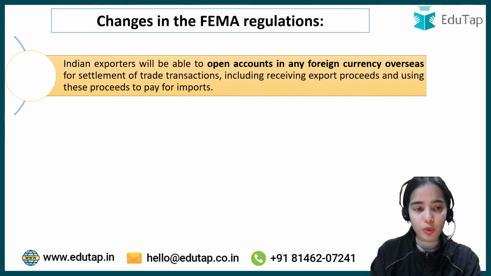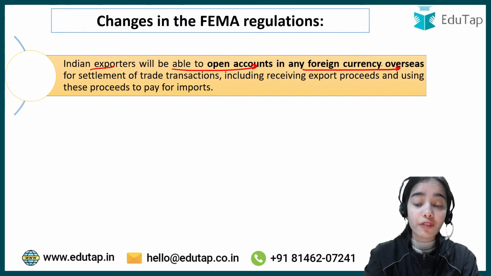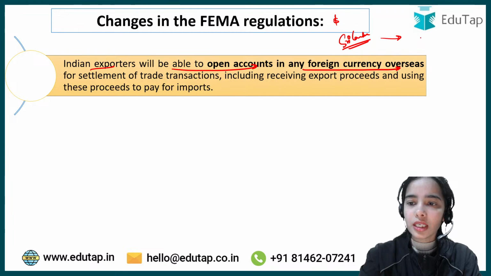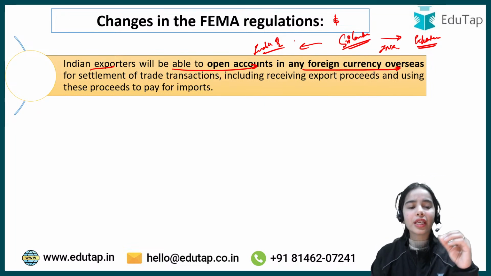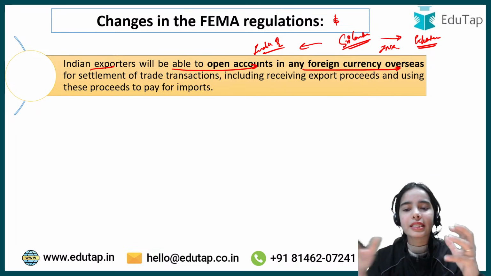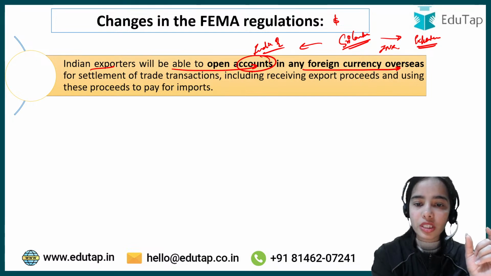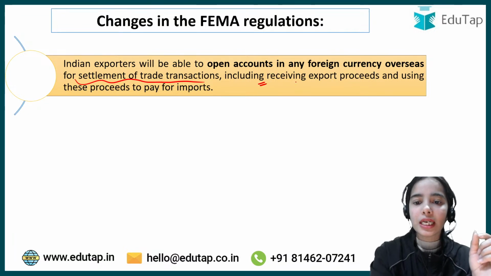Next is Indian exporters. The Indian exporters will be able to open accounts in any foreign currency overseas. Because let's say we are trading with Sri Lanka, and Sri Lanka is saying that rather than using the dollars, the Sri Lankan exporters will be ready to take the INR, or the Indian exporters should take the Sri Lankan currency. So rather than using the dollars, it is said that we should use the local currency. Indian exporters will be able to open accounts in any foreign currency overseas for settlement of trade transactions, including receiving export proceeds.